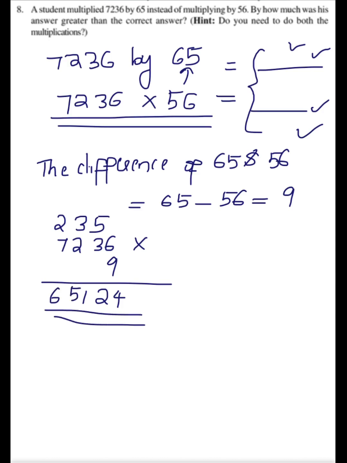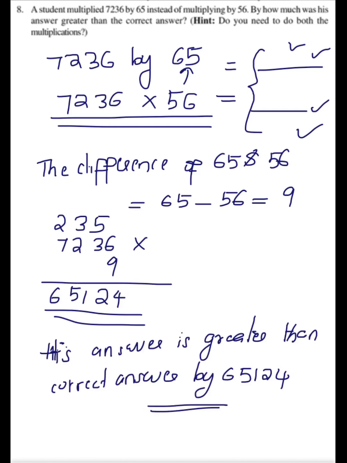So what is our answer? 65,124. Okay, so the question was, by how much was his answer greater than the correct answer? So you can tell that his answer is greater than the correct answer by 65,124. Okay, so this is the answer for this 8th question. And if you have any doubt, you can just check this answer.